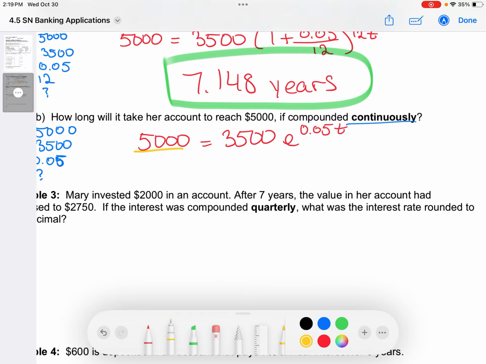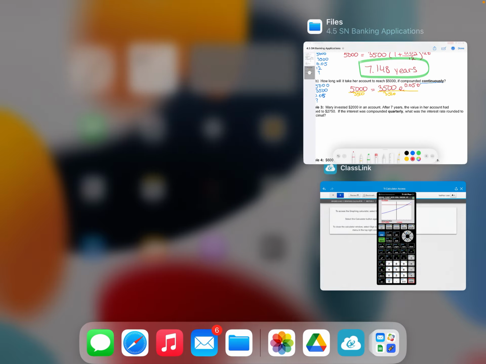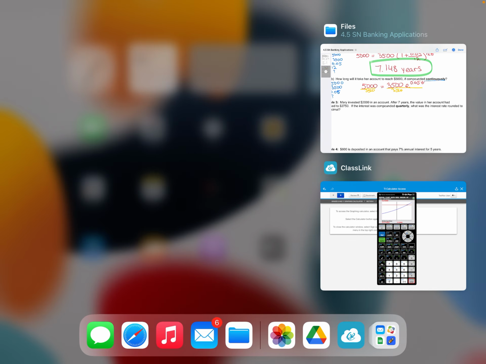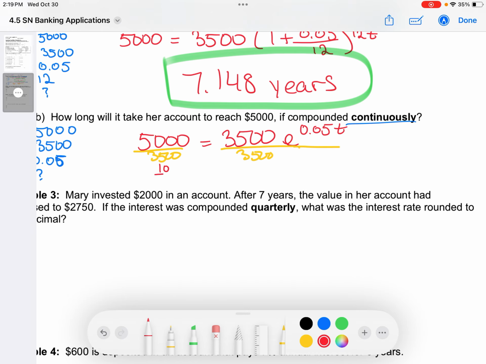We can solve this. Divide by 3,500. Divide all that by 3,500. And we can reduce that fraction. Second quit to go to the home screen. 5,000 divided by 3,500. Okay, I'm going to make that a fraction, math frac, 10 over 7. So 10 over 7 equals E to the 0.05t.